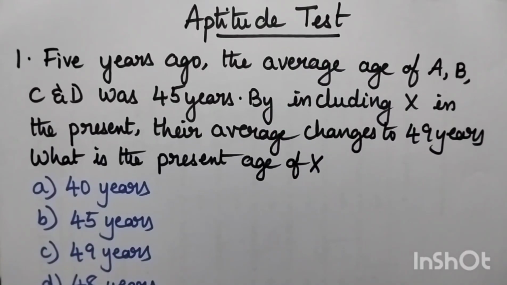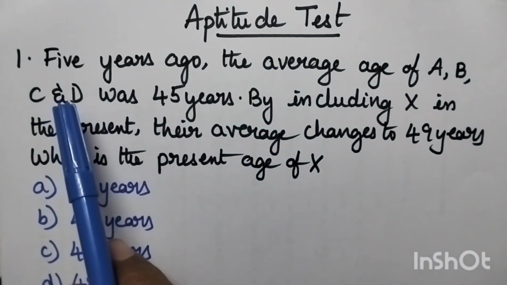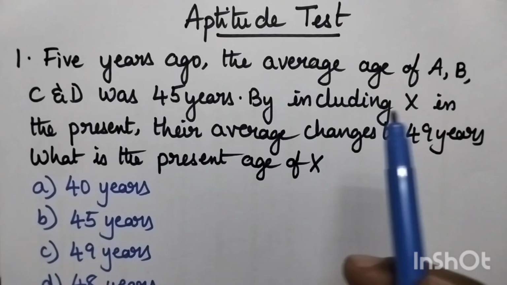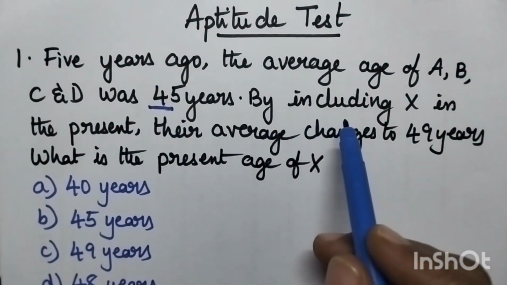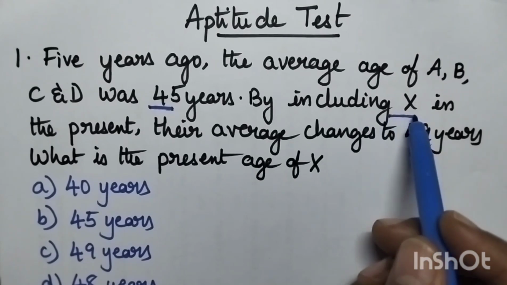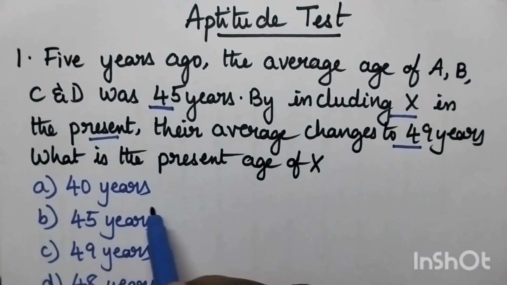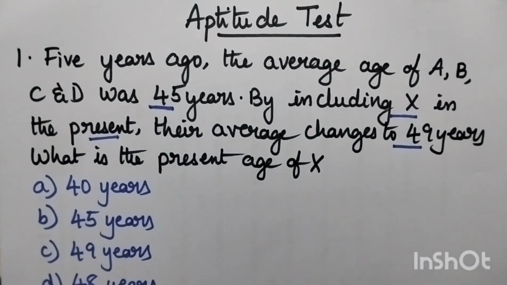In this video, I am going to share few questions related to aptitude test. First question. 5 years ago, the average age of A, B, C and D was 45 years. By including X in the present, their average changes to 49 years. What is the present age of X?